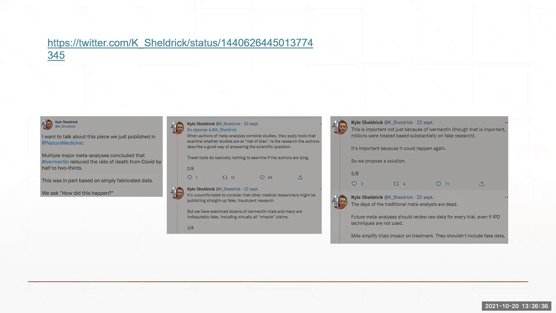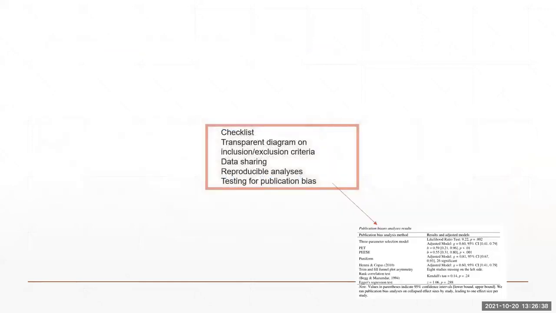And this is correct. If we go to this publication bias analysis, they analyze the asymmetry of the curve. Like if we have too many studies on one side to the other side of the curve, they do multiple analyses, but they assume that the data are correct. So they can't see if the data are faked.